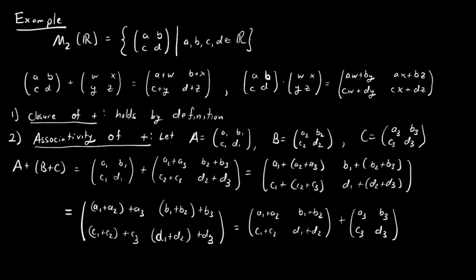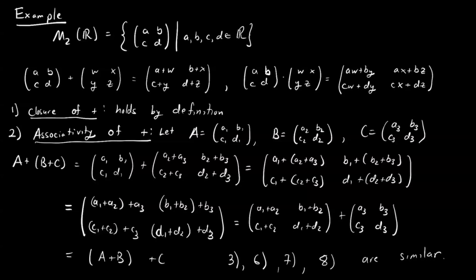So now I'm going to say, okay, well, this can be written as the matrix with entries A1 plus A2, B1 plus B2, C1 plus C2, and D1 plus D2, plus the matrix with entries A3, B3, C3, D3. All right, so if I were to combine these again, I would do A1 plus A2 first, and then add A3 to that, and that's exactly what this expression is. Okay, so I've pulled them apart, and what do I notice right away? I notice that this is just (A plus B) plus C.